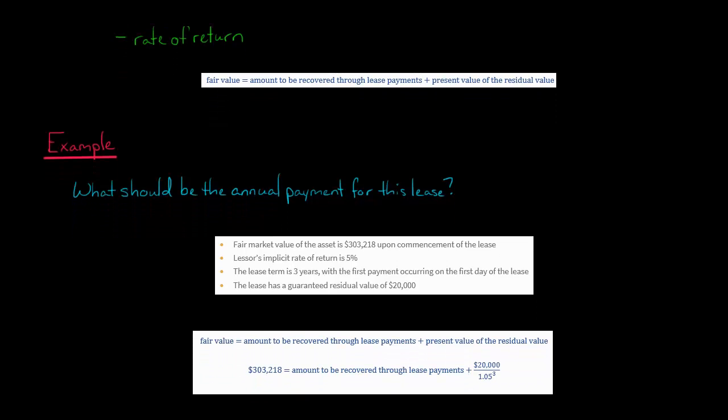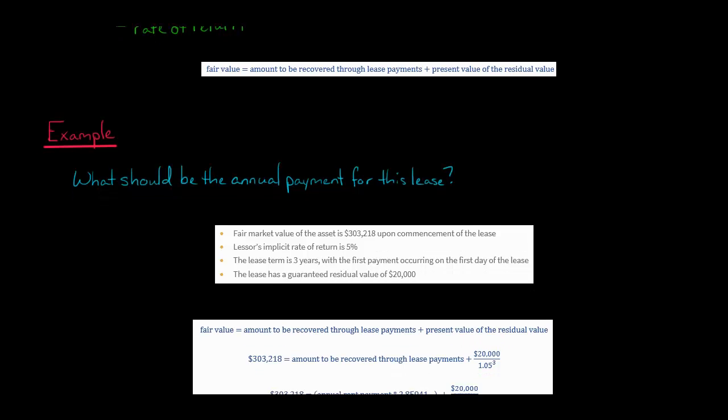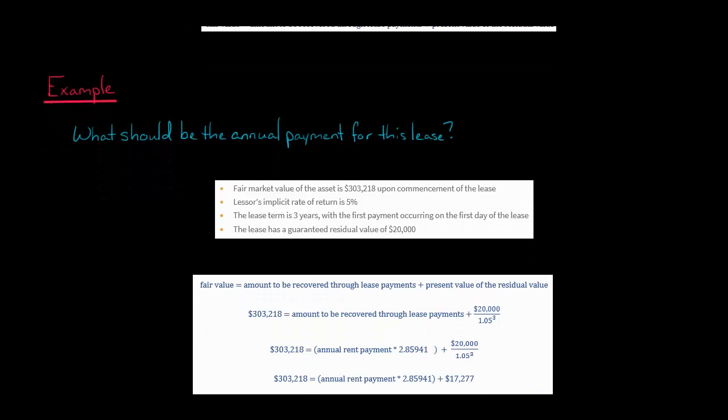We'll use our formula. So again, the fair value of the asset, which in this case is $303,218, is equal to the present value of the lease payments that are expected to be received, which we don't know yet. We will solve for that, plus the present value of the residual value. Okay, so the residual value is $20,000. To discount that to the present value, we take 1 plus R, where R is 0.05, 5%, to the third power. Okay, there's 3 periods. So that's how we get the present value of the residual value.